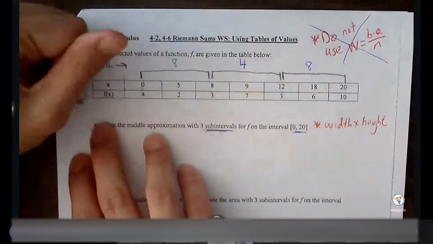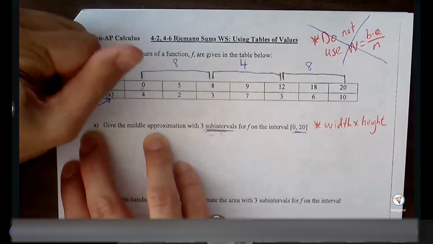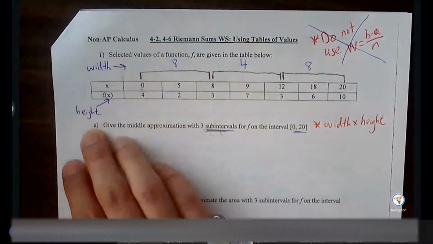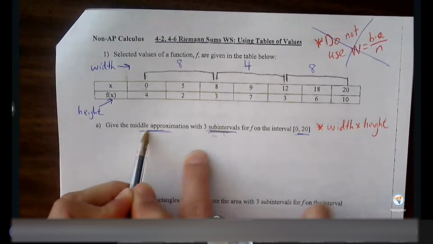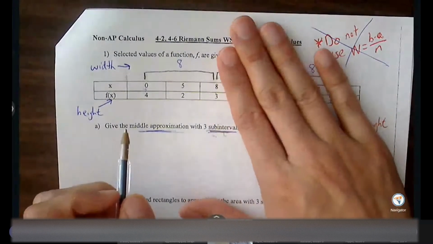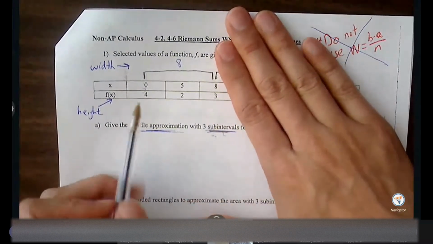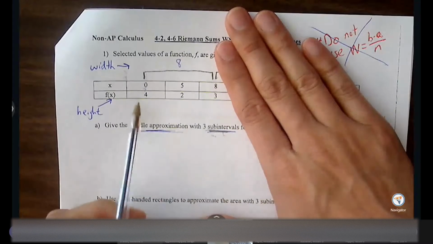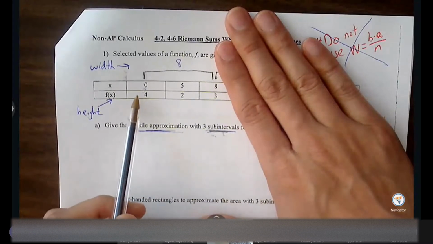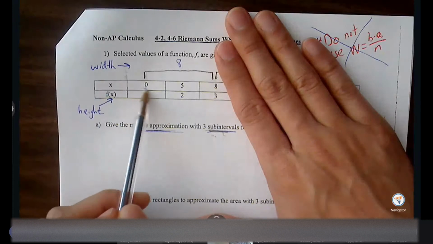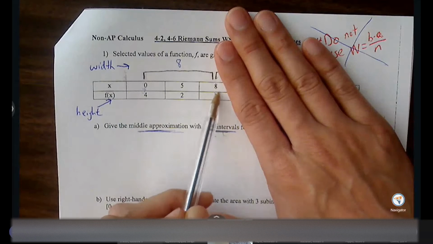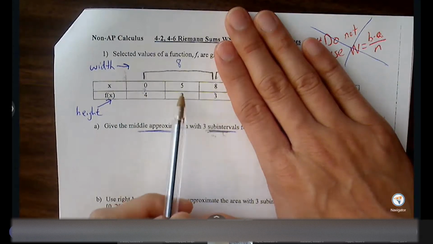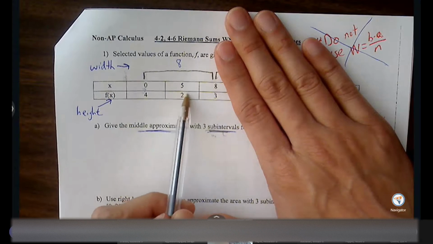Now the height information is going to come from your f of x, your y values. Now it says to use middle approximation, so let me talk about how these y values are used. If it's asking for a left Riemann sum, then we want to choose a height of 4. If it's asking for a right Riemann sum, then we want to choose a height of 3. If it's asking for a middle Riemann sum, or middle approximation, or middle rectangles, then you want to just choose whatever number sits in between.